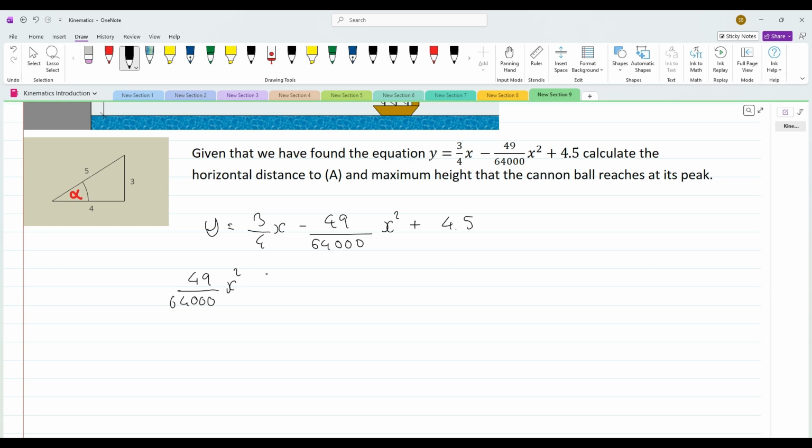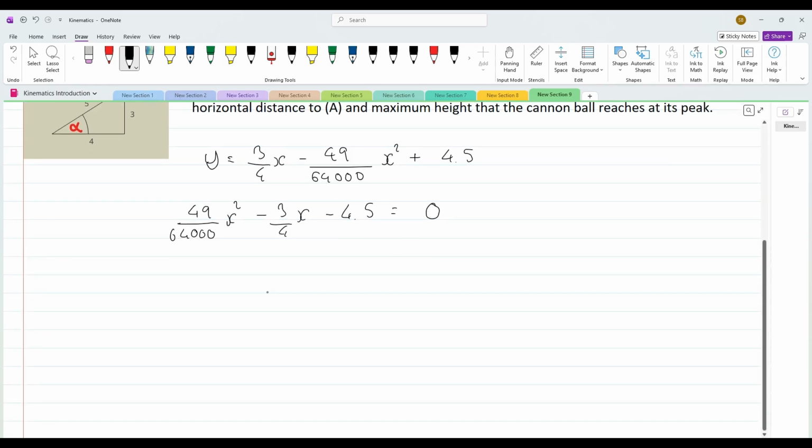Now bring the x term to the left hand side, so subtract it, so that's minus 3/4 x, and lastly bring the positive 4.5 over, gives us minus 4.5, and this all equals 0, which is what we want.